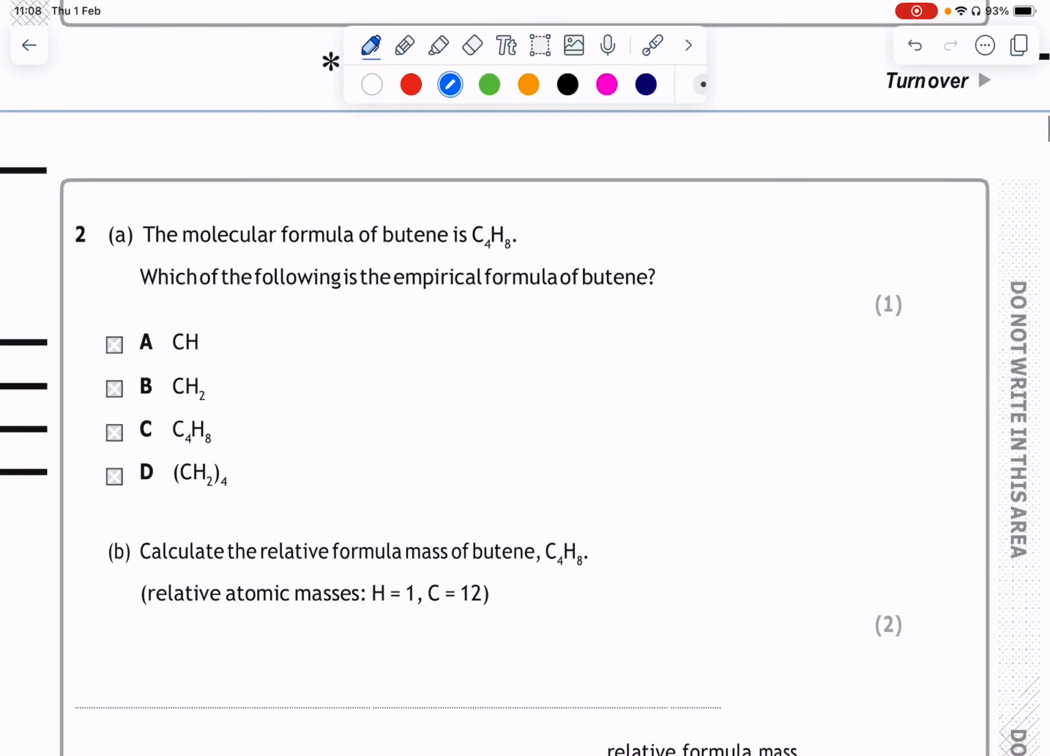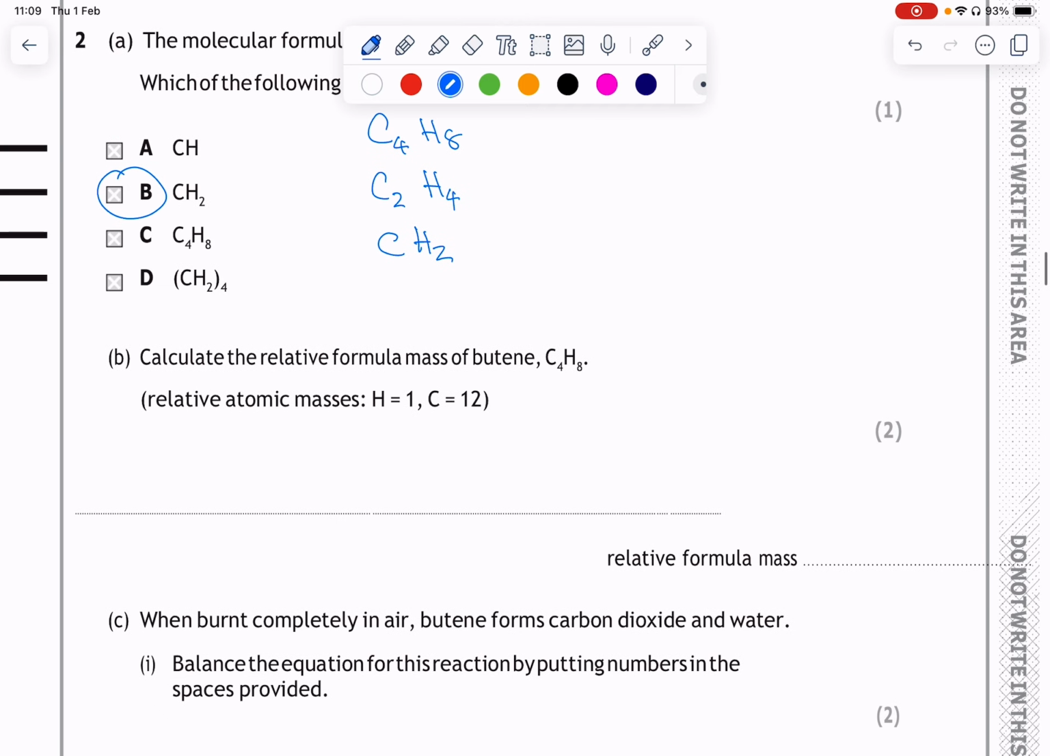Okay, so the molecular formula for butene is C4H8, which is the empirical formula. Remember, the empirical formula is the simplest ratio. So if I've got C4H8, I can divide that by 2, and that'll get me C2H4. But I can still simplify that further, and that'll become C1, don't put the 1 down, H2. So the answer to that one is B, the empirical formula, the simplest ratio.